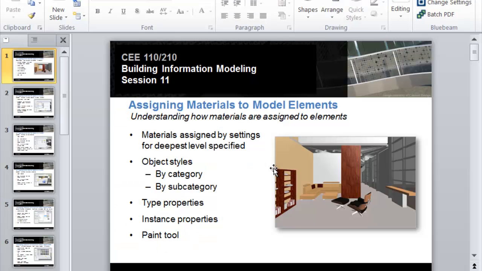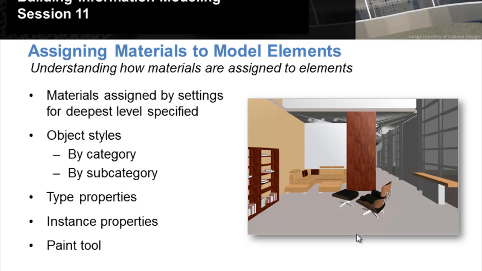Okay. All right, so now we know how to change the object styles, the type properties. Again, it's really you kind of investigating where this object's materials are assigned to. Most elements, you can't change the material on instance properties. I'll go through an exercise on exactly what that means, but more often than not, 90%, 99% of the time, any element is going to be able to change its material in the type properties. Okay, and again, if that's not assigned here, then it's going to take whatever is assigned to the actual category.